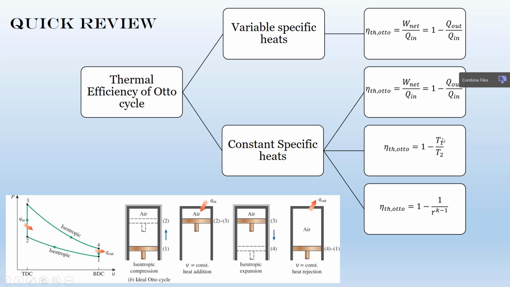to find the thermal efficiency of Otto cycles. T1 is the initial temperature, and T2 is the final temperature in the isentropic process between point 1 and point 2. Or you can use this equation, 1 minus 1 over r to the k minus 1. Keep in mind that r is the compression ratio, the ratio of the Vmax over Vmin, where Vmax is V1 and Vmin is V2. So if you have constant specific heats, you can use one of these three correlations to find the thermal efficiency of Otto cycles.